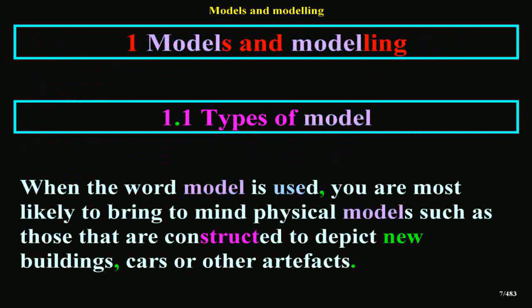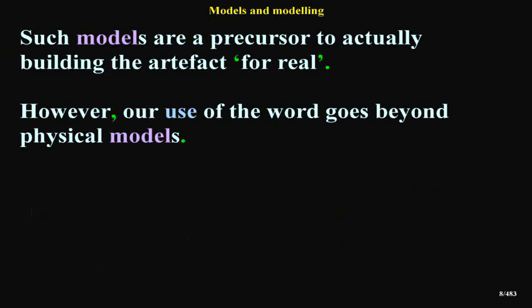1. Models and modeling. 1 Types of model. When the word model is used, you are most likely to bring to mind physical models such as those that are constructed to depict new buildings, cars, or other artifacts. Such models are a precursor to actually building the artifact for real. However, our use of the word goes beyond physical models.